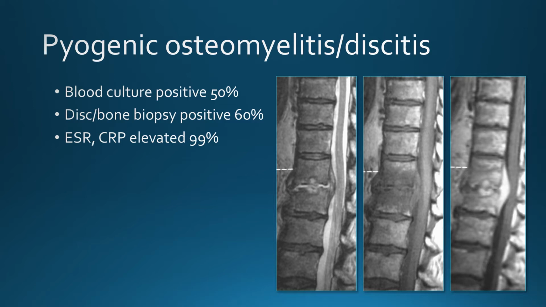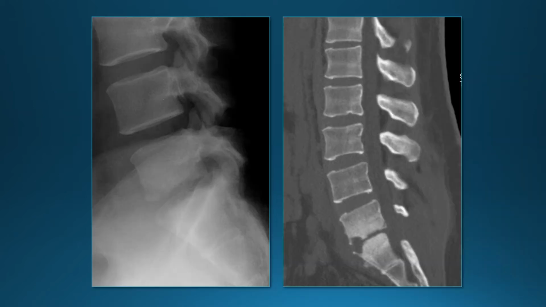The labs can sometimes be helpful. The SED rate and CRP are virtually always elevated with spondylodiscitis. So this is more helpful if the ESR and CRP are normal. That almost rules out a pyogenic infection. When they're elevated, unfortunately, those markers are very nonspecific, but they are almost always elevated with discitis osteomyelitis.